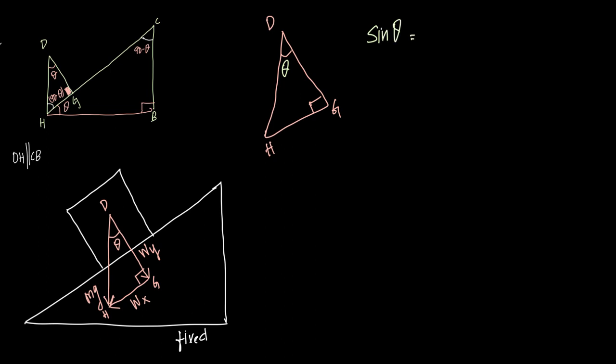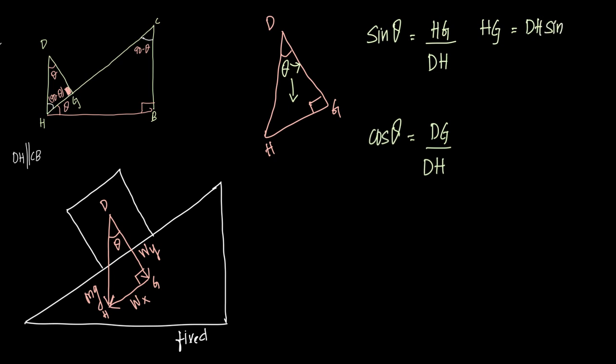Sine theta is opposite by hypotenuse, right? Opposite is HG, by the hypotenuse is DH. Similarly, tell me what would be cos theta, adjacent side being the closest one to this. So adjacent side is DG, upon hypotenuse is DH, right? Now tell me what is HG from here. So HG is equal to DH into sine theta. And what is DG from here? DG is equal to DH into cos theta, right?